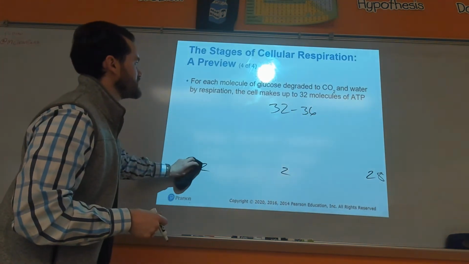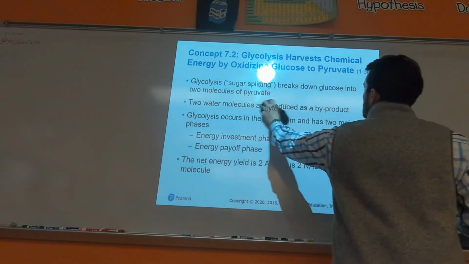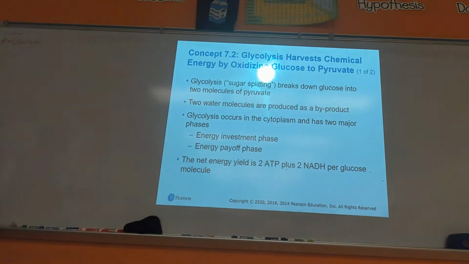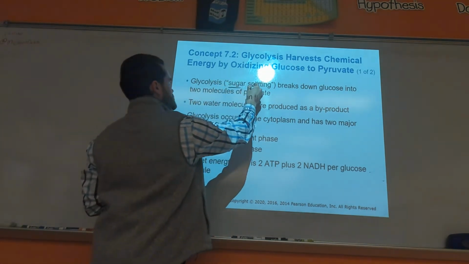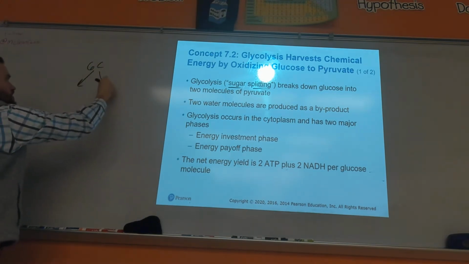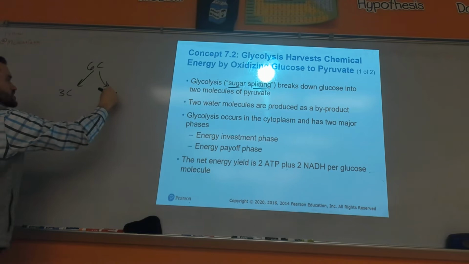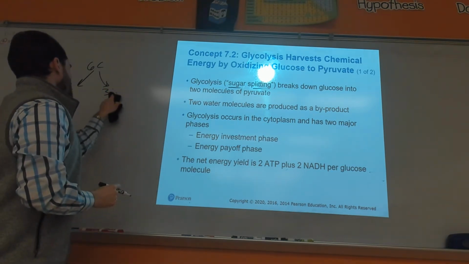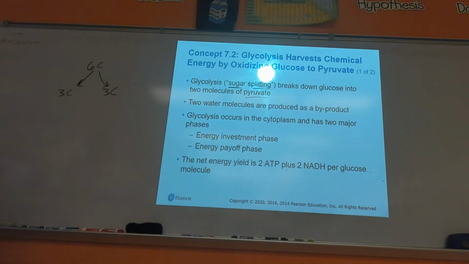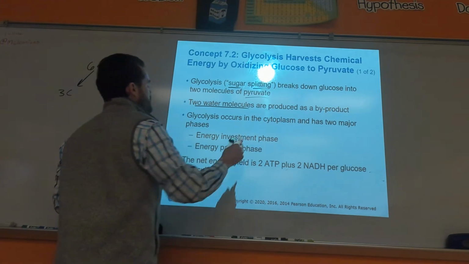I think now that leads us to 7.2. So getting into glycolysis. In glycolysis, we're going to oxidize glucose to make pyruvate. Glycolysis literally means sugar splitting. So you're taking glucose, which is a 6-carbon sugar, and you're going to split it into 2 3-carbon sugars. Those 3-carbon sugars we call pyruvate. And then in the process, you'll also release 2 water molecules.